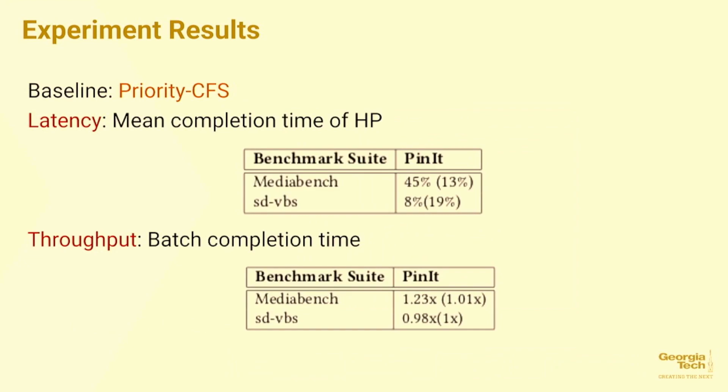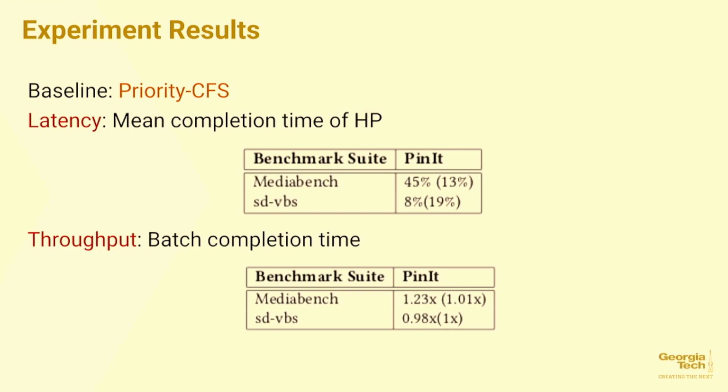We compared PinIt primarily against priority CFS as the baseline, in which the high priority processes are assigned lower nice values, which means they are scheduled with higher priority. The rest, the encoders, were assigned a lower priority.